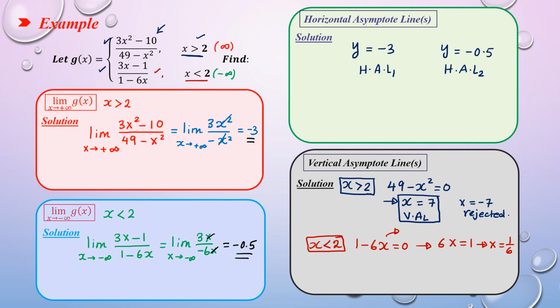Now 1 over 6 is in the interval from negative infinity to 2, because 1 over 6 is less than 2. So x equals 1 over 6 is the second vertical asymptote line. So this is vertical asymptote line 2, and this is the first one. So we have two vertical asymptote lines. The first is x equals 7, the second x equals 1 over 6, sorry, 1 over 6. So pay attention, when you have a piecewise function, you have to see the intervals firstly, and that's it. Thank you.